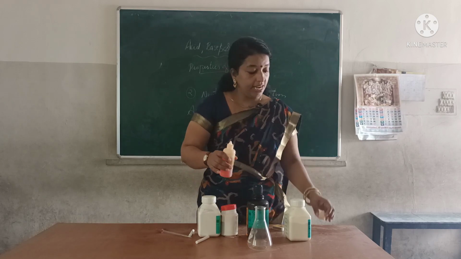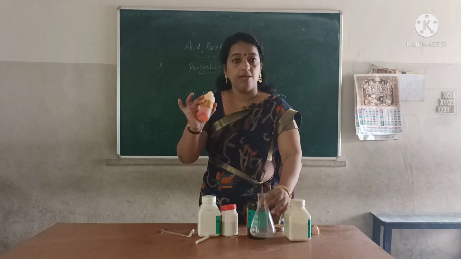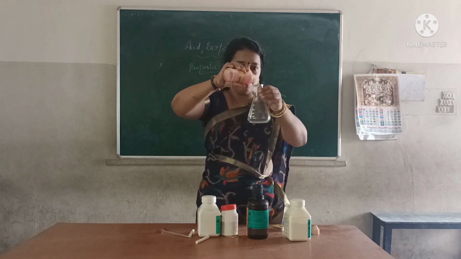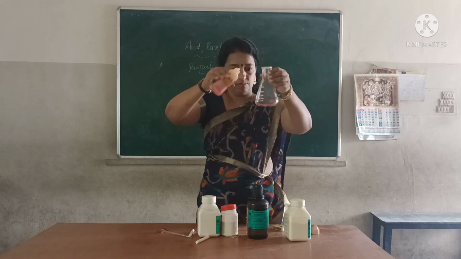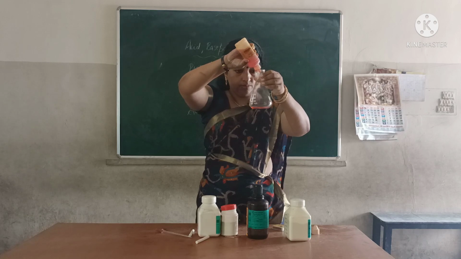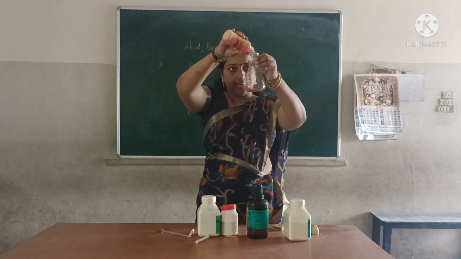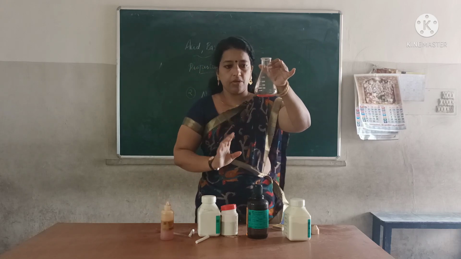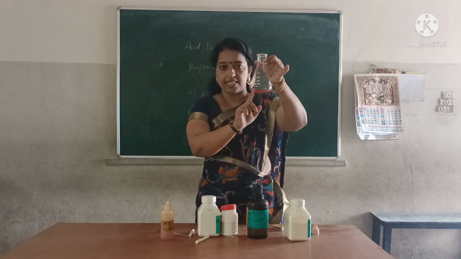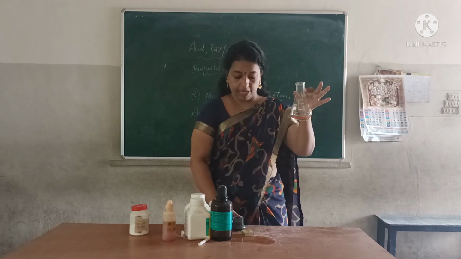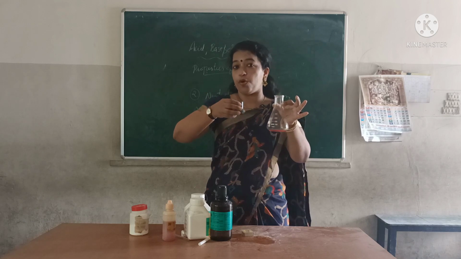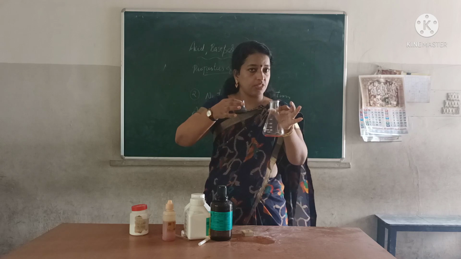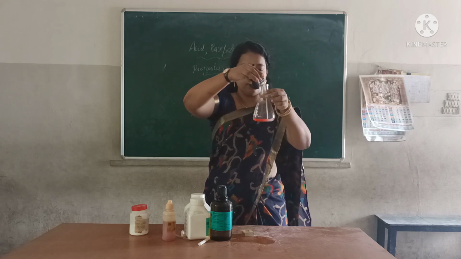Methyl orange in acidic medium, which color does it get? Yes, red color. Let us see. You can see the red color, right? So in acidic medium, methyl orange gives red color, fine. To this acidic solution I am going to pour some base. This is calcium hydroxide. Is calcium hydroxide a base? Yes. Let us see what will happen.